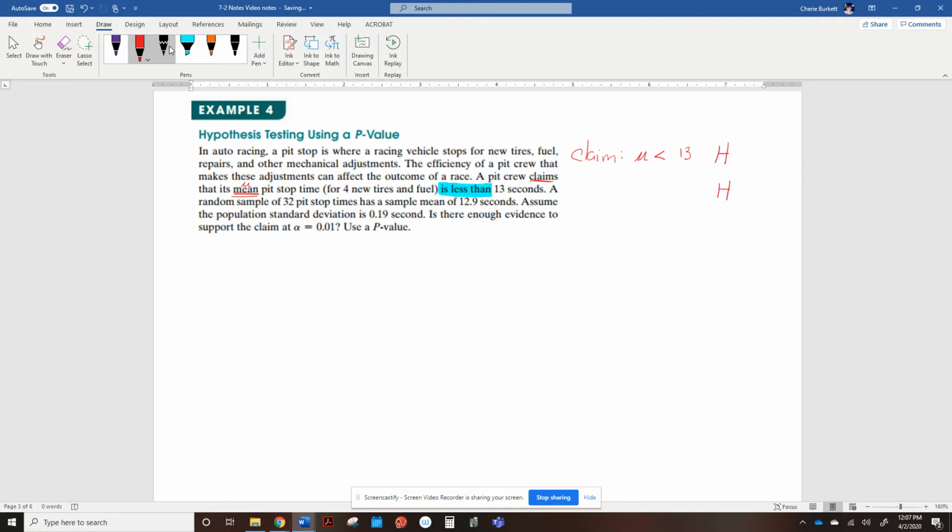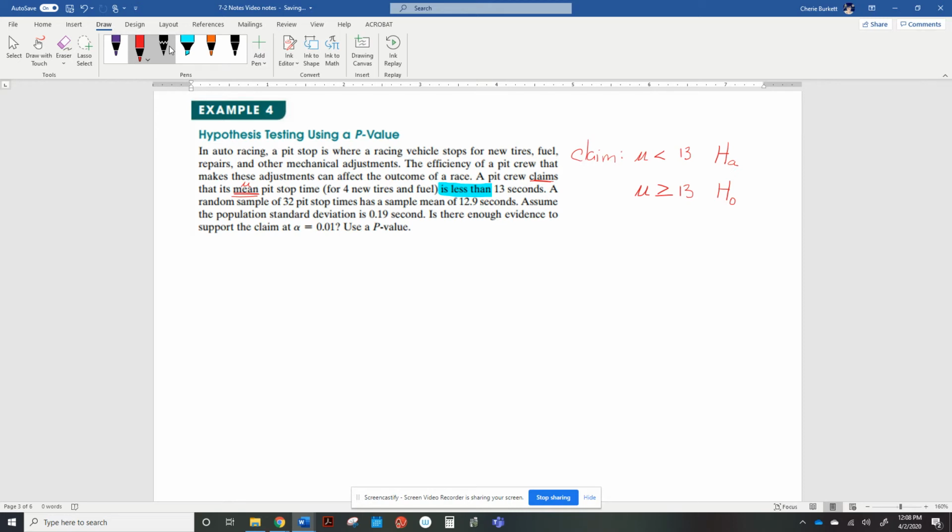This does not contain equality, so it is the alternative hypothesis. The opposite of being less than 13 is being greater than or equal to 13. One of these has to have the bar underneath it. This one did not have the bar underneath it, so by default, this one has to. This one contains equality, so it is the null hypothesis.